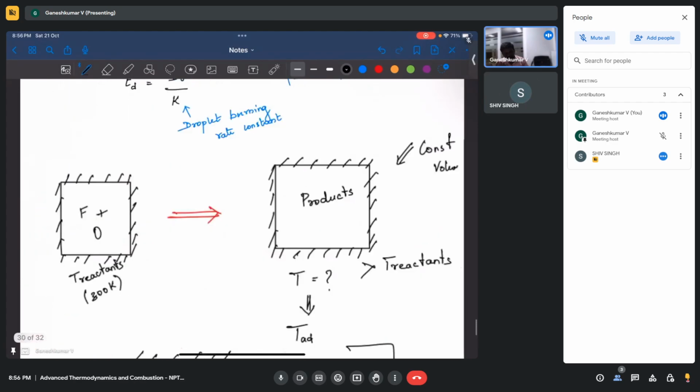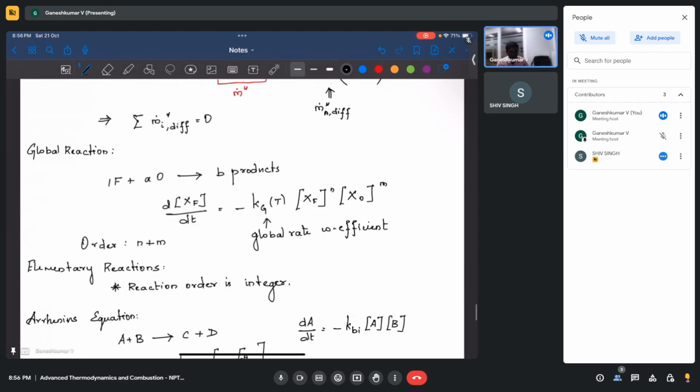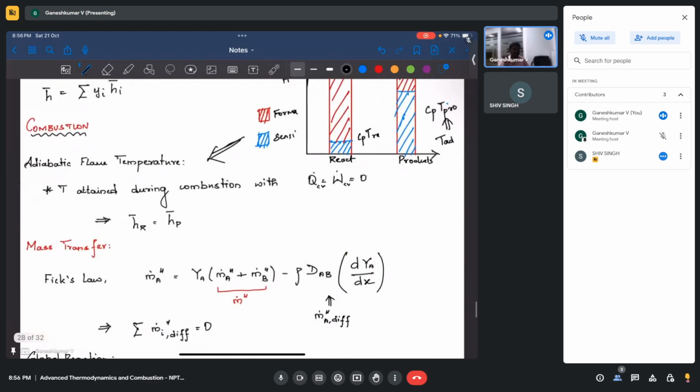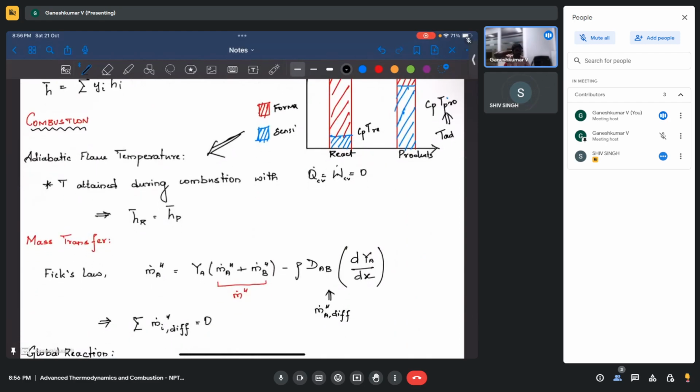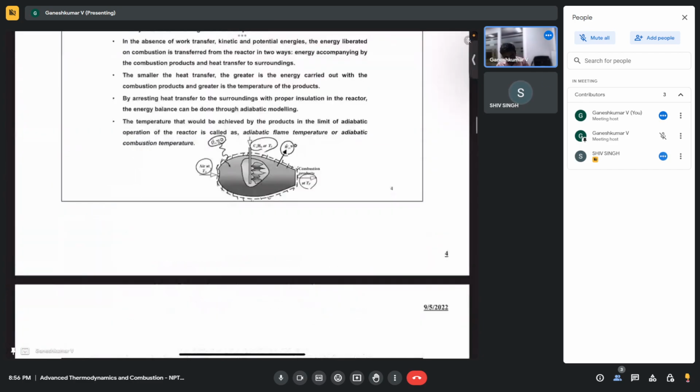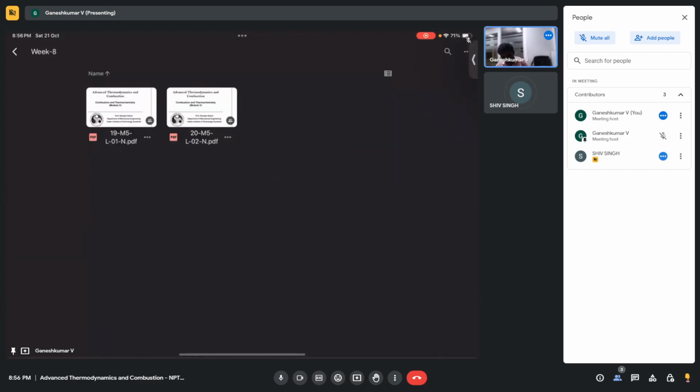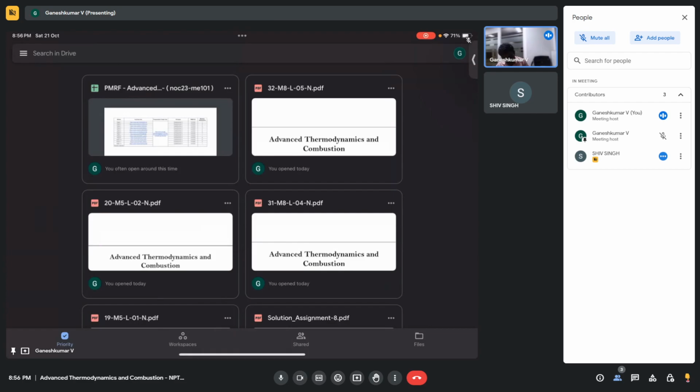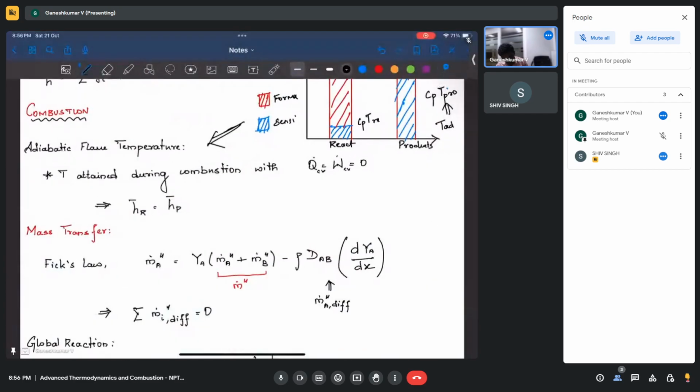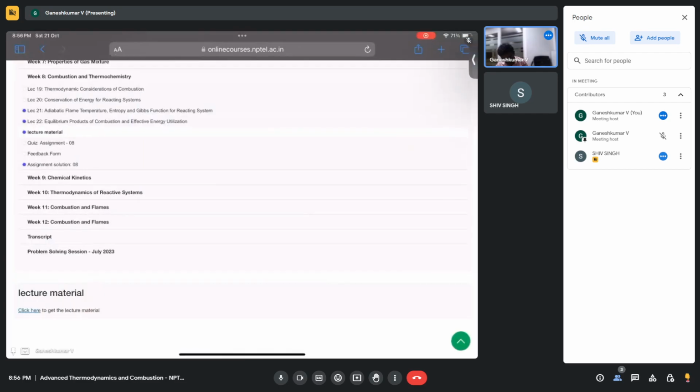So basically, that's what you use equilibrium calculations for, to get the product composition, and basically employ the first law of thermodynamics to get the adiabatic flame temperature. So that is what we discussed in week 8, and then you go back to week 9.